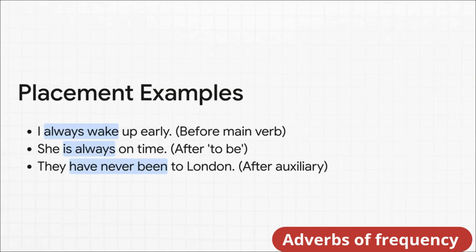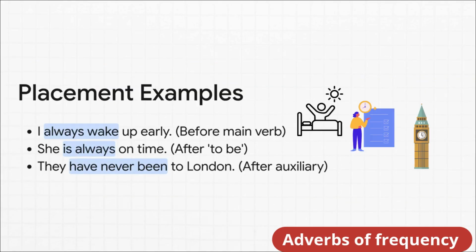Let's see these rules in action. Look at the first one. I always wake up early. Wake is a normal verb, so always comes right before it. Easy. But the next one, she is always on time. See that? The verb is, so always comes after. And in that last example, they have never been to London. Never is sandwiched right between the helper have and the main verb been. It's a really consistent pattern once you get the hang of it.